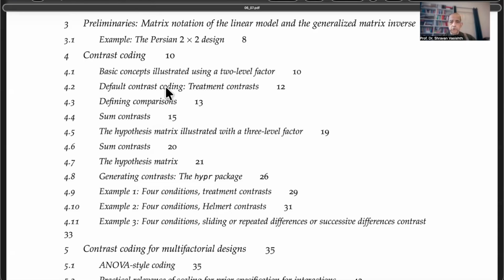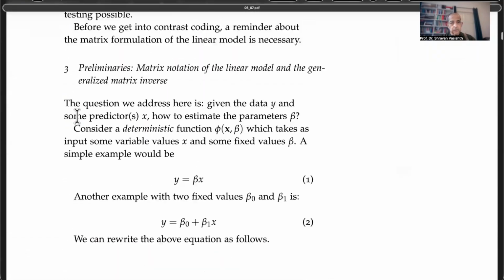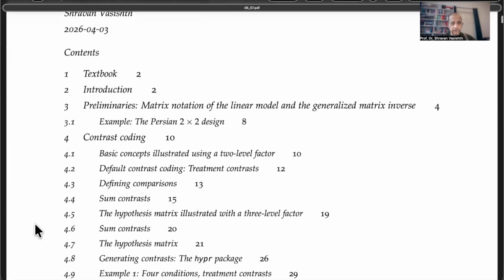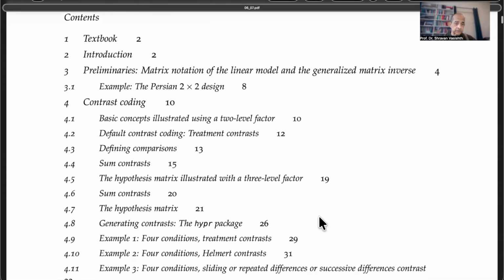Then we'll turn to a more interesting case of a 3-level factor, right? So of a 3-level factor where we have one factor with 3 levels, for example, nouns, verbs, and adjectives. Maybe it's a production task or something. And so in that situation, what kind of comparisons can you carry out? So I will discuss that.